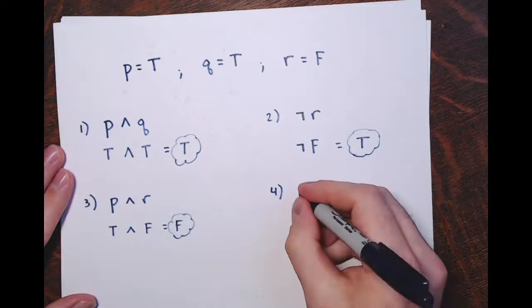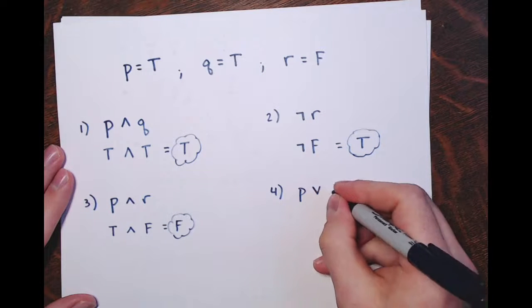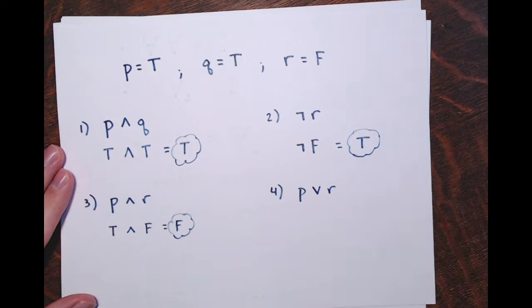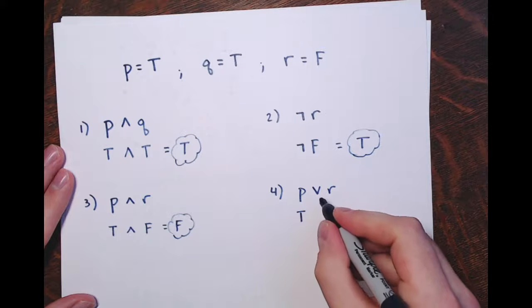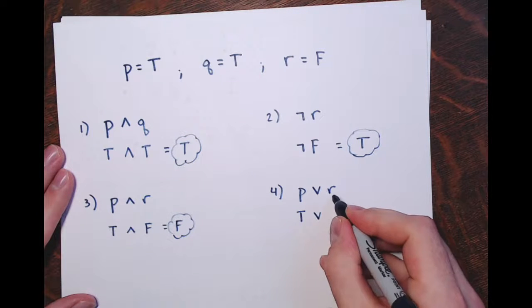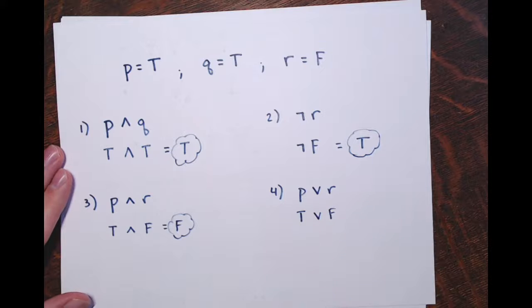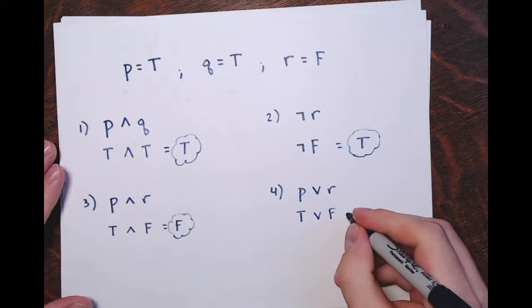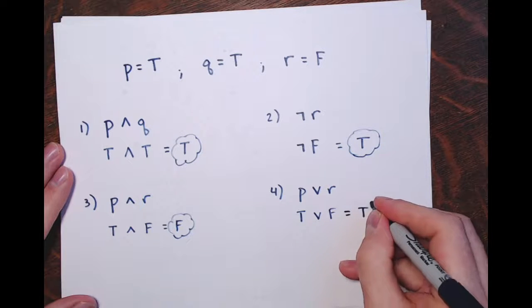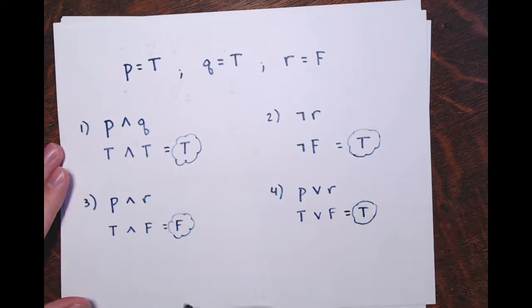P or R, and it's the inclusive or, right? The disjunction that we saw, not the plus sign with the circle. So P is a true statement, and R is a false statement. Remember that the disjunction, the inclusive or, was true if either one of them was true, even both of them. Right? So this is a true statement, has a true truth value.